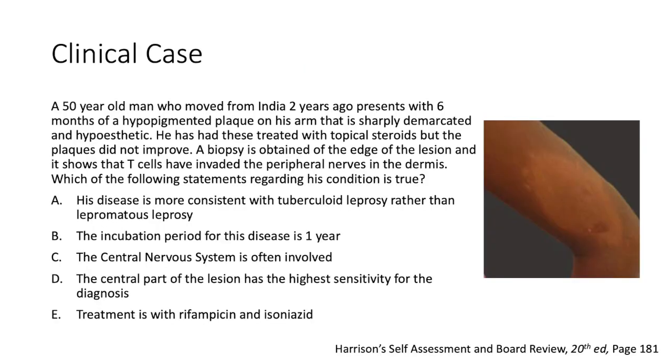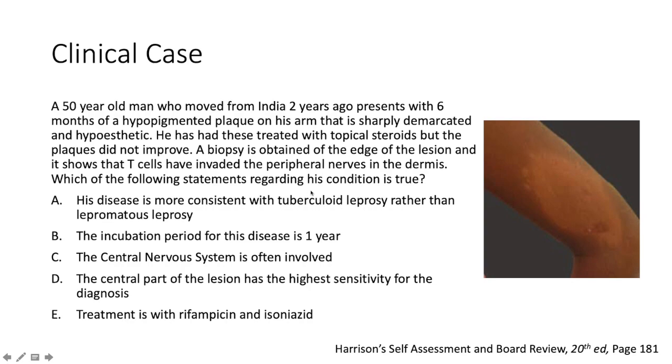So guys, back to our clinical case. We had a 50-year-old man who came from India with a 6-month history of a hypopigmented plaque on his arm that is sharply demarcated, as we can see, and hypoaesthetic. He tried steroids to no avail, and a biopsy obtained at the edge of the lesion shows T cells have invaded the peripheral nerves in the dermis, right?